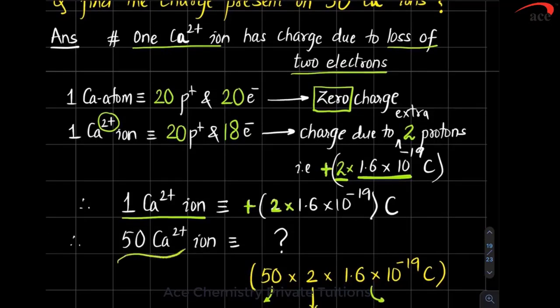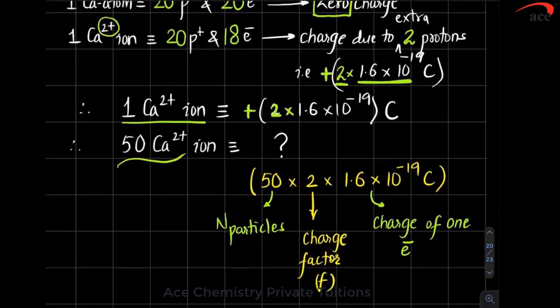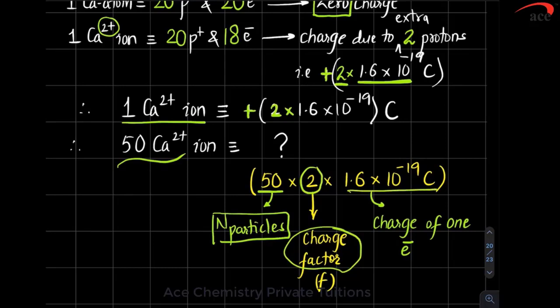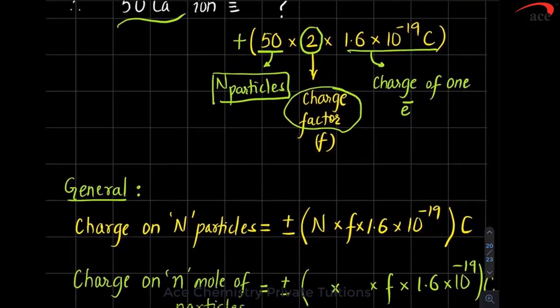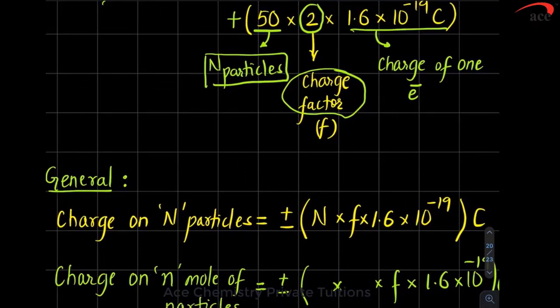So what do you expect charge present on 50 calcium ions? Yes, you will multiply by 50. What does that 50 stand for? 50 stands for number of calcium ions. 2 stands for that extra magnitude of the charge present on the calcium ion. And you can remember this is still the charge of 1 electron, and we write down plus because it is a positive ion. So from this we got a general formula. What is the general formula? Charge on n particles will be n multiplied by the factor.